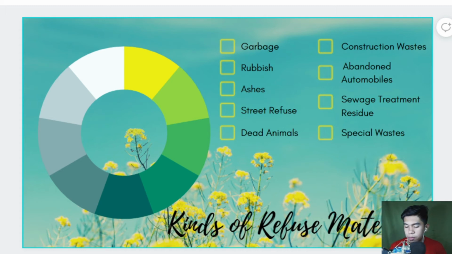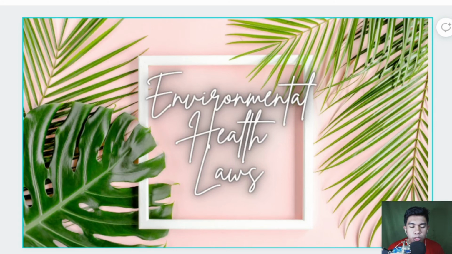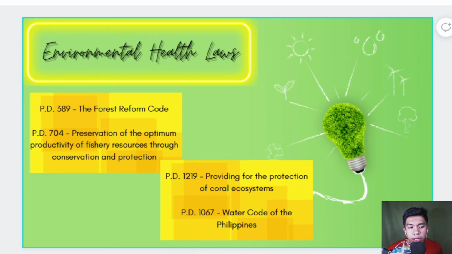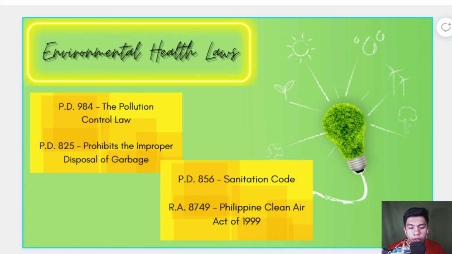The next one, let's proceed to the environmental health laws. So these laws, of course, talk about the protection, no, or some ways to protect the environment. We have here the Philippine Decree number 389 or PD 389, which is the Forest Reform Code. PD 704 or the preservation of the optimum productivity of fishery resources through conservation and protection. The Philippine Decree 1219 providing for the protection of coral ecosystems. The PD 1067 or the Water Code of the Philippines. PD 984 or the Pollution Control Law. The PD 825 prohibits the improper disposal of garbage. The Philippine Decree 856 or the Sanitation Code, and the last one is Republic Act number 8749, which is the Philippine Clean Air Act of 1999.